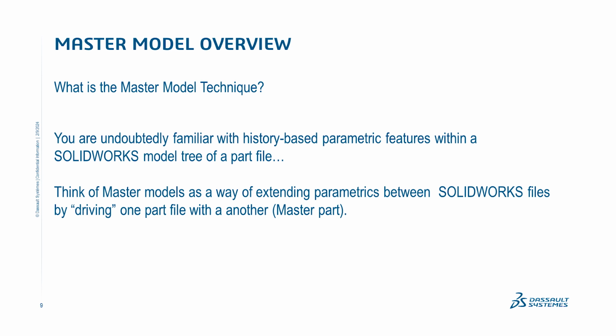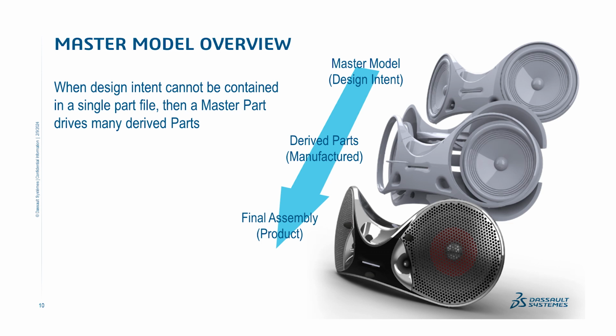So the idea is that just as features drive other features within a part, a master model drives a file or files outside of the part. So you can create a master file, as is illustrated here in this boombox. You can design the intent of it. That is the exterior, all the exterior features usually. And then because of manufacturing, you can't manufacture that as one piece, or at least manufacture it and assemble it. So you need to divide it up into its various parts for manufacturing. And that's where master model comes into play.